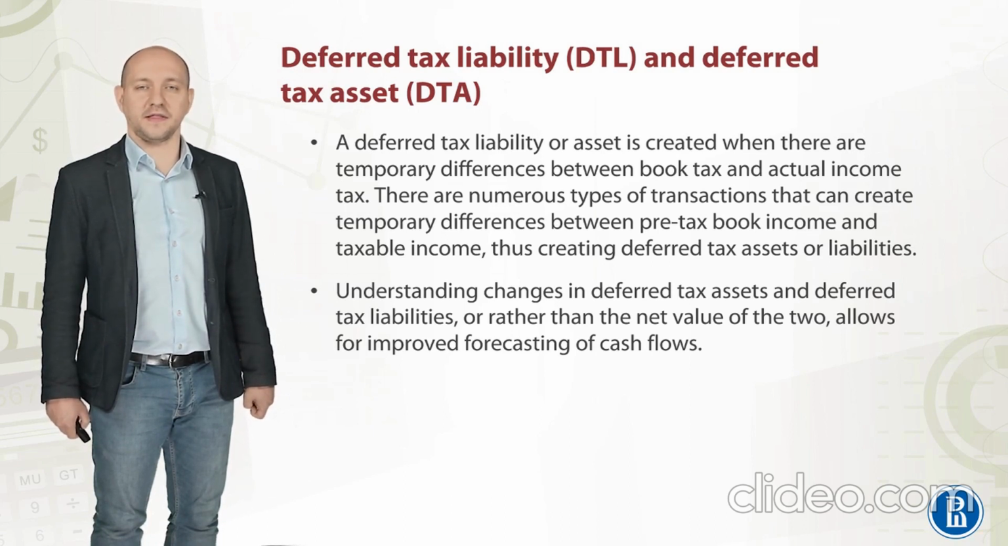It could be, for instance, that the company uses different accounting policies for bookkeeping and for calculating profit taxes, which leads to differences in amortization and depreciation costs for tax reasons and for bookkeeping. Understanding changes in deferred tax assets and deferred tax liabilities, rather than the net value of the two, allows for improved forecasting of the cash flows of the company.